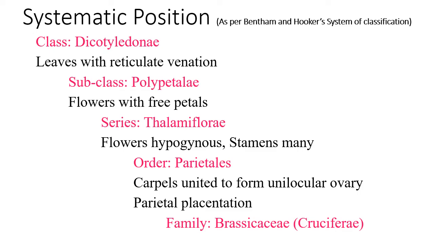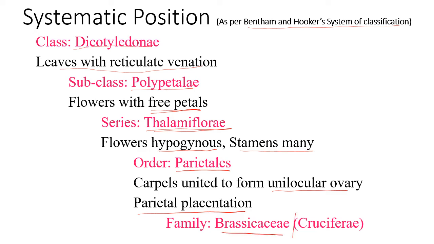Systematic position according to Bentham and Hooker's system of classification. Class Dicotyledonae because leaves are with reticulate venation. Subclass Polypetalae as it is represented by free petals. Series Thalamiflorae as flowers are hypogynous and stamens are many in number. Order Parietales as carpels are united to form a unilocular ovary with parietal placentation, and family Brassicaceae or Cruciferae, whose reasons we already learned in the beginning.